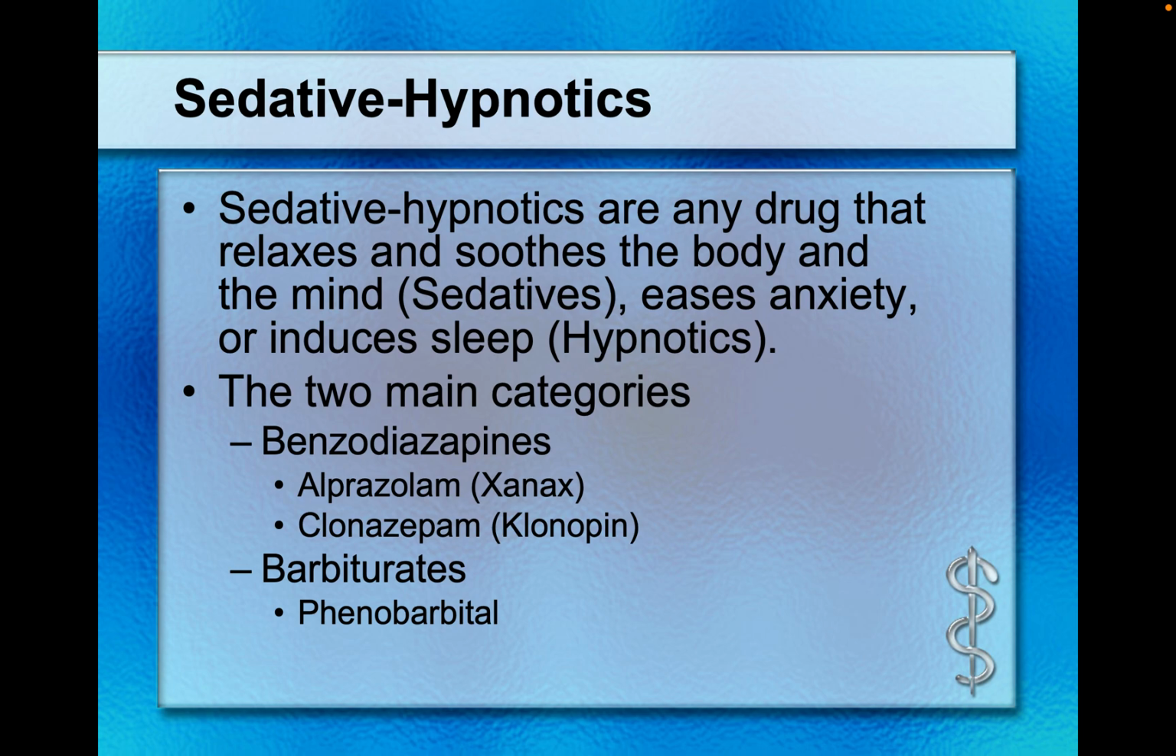Sedative hypnotics are any drug that relaxes and soothes the body and the mind. Sedatives ease anxiety and induce sleep. That's what makes them hypnotics. That's why we call them sedative hypnotics. The two main categories are benzodiazepines and barbiturates. Benzodiazepine examples would be Klonopin and Xanax, or clonazepam and alprazolam. And barbiturate examples would be phenobarbital.